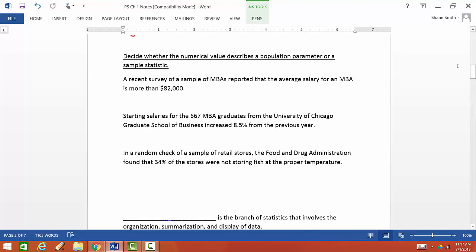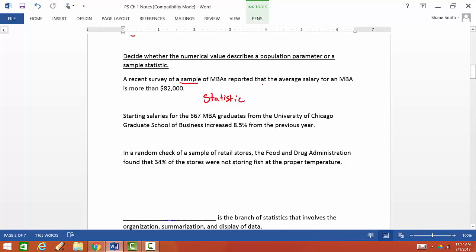So hopefully you tried to figure these out on your own again. So we have a recent survey of a sample of MBAs reported that the average salary for an MBA is more than $82,000. Again, it says of a sample, so right away we can say statistic. Whenever the description has the word sample in it, we're going to say it's a statistic.